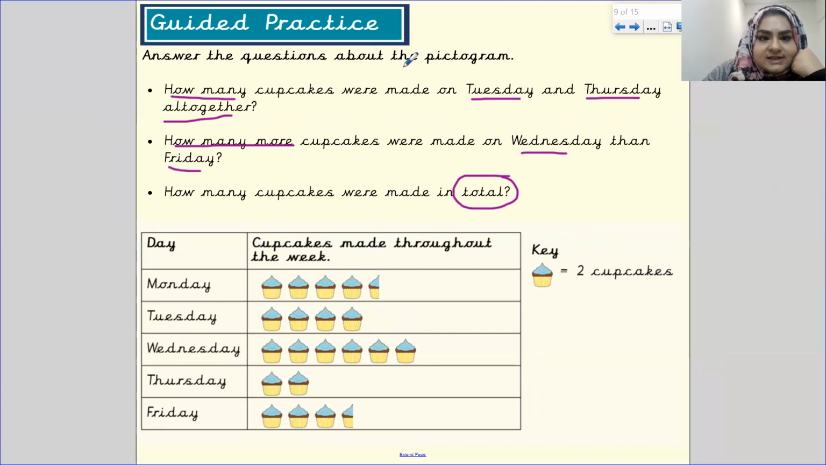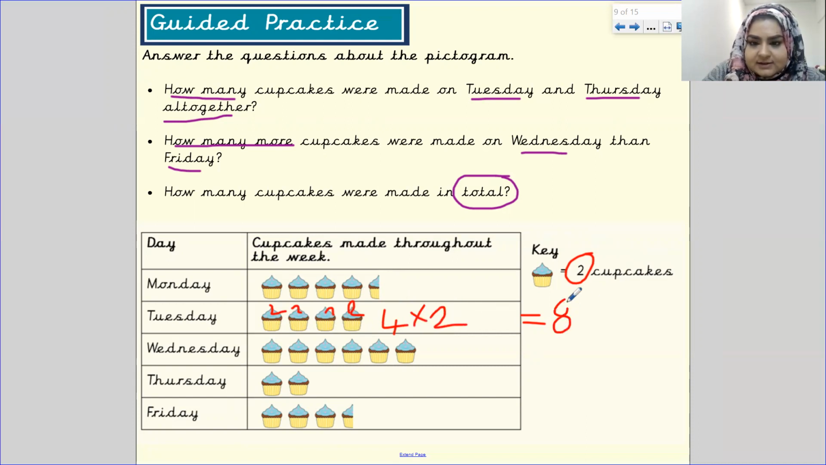Okay, fantastic. So the first question says how many cupcakes were made on Tuesday and Thursday altogether. So I'm going to look at Tuesday and Thursday. So Tuesday, I can't see any half cupcakes, I can only see full. So that means each picture means 2 cupcakes. So I'm going to count this in twos. 2, 4, 6, 8. And the reason I'm counting in twos is because one cupcake means 2. So 4 times 2. So 4 pictures, each picture means 2, which gives me 8.